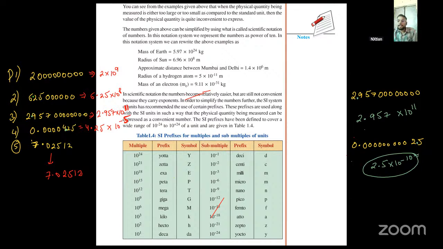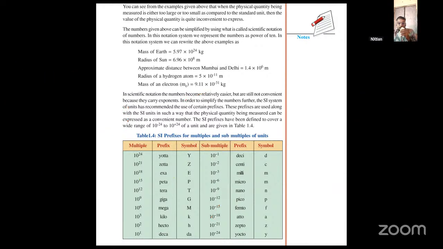So this is how scientific notation works. I will send you a worksheet in the group about scientific notation. Try to do that worksheet. Okay. And some of the values are here. We only know kilo, right? After that, mega, giga, tera, peta, exa, zetta, and yotta come. Sir, there are two more. What are the two more? Ronna and Quetta.